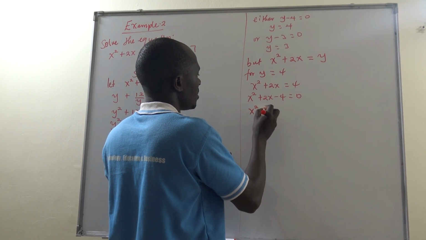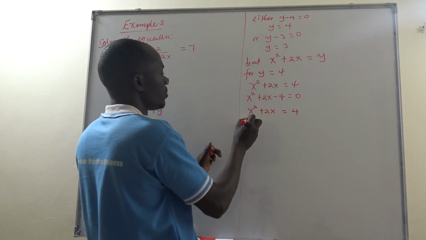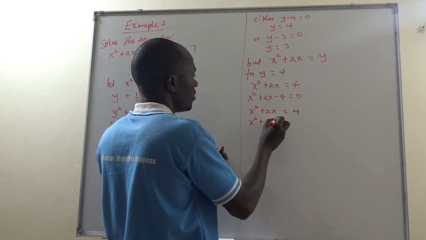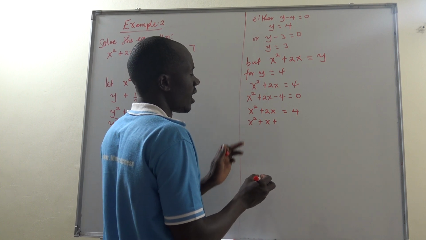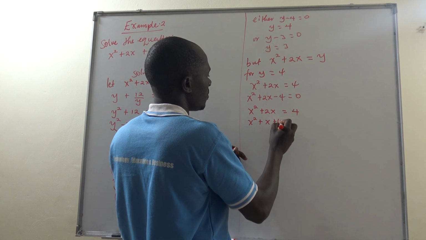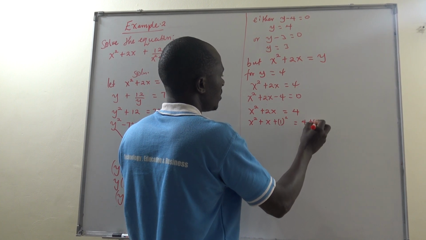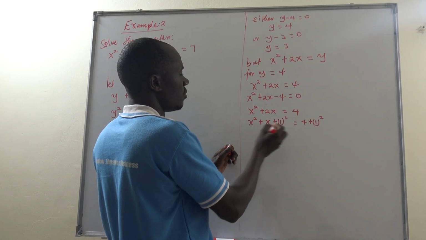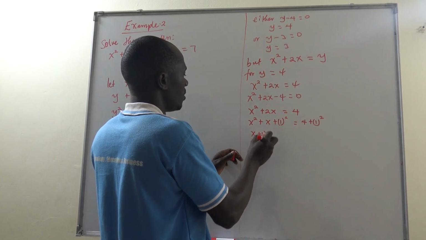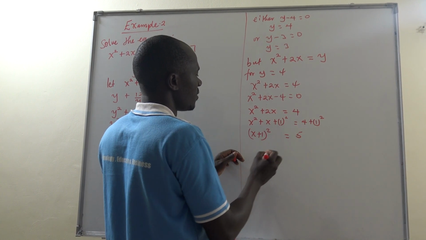I've got x squared plus 2x equals 4. We divide this number by 2. We are going to have x squared plus x. And this number, you add it on both sides, so you're going to add 1, the whole of it squared, which is equal to 4 plus 1, the whole of it squared. So what am I having? This one now becomes a perfect square. So we are going to have x plus 1, the whole of it squared, equals 4 plus 1, you are getting 5. We take the square root.